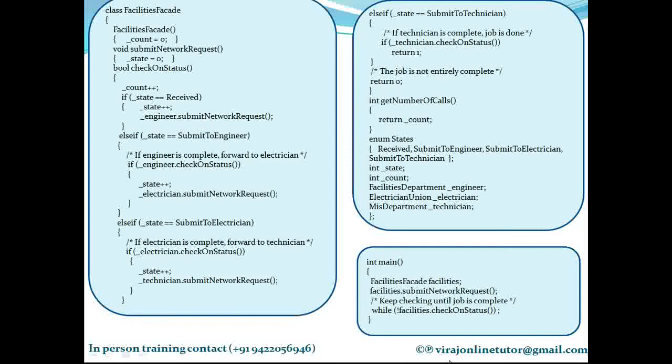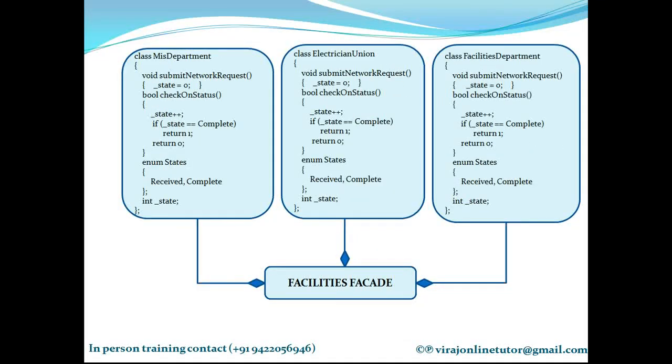So just to recap how Facade is making our life simpler. In this slide, if you just notice carefully, these are the 3 different subsystem classes: miscellaneous department, electrician, facilities. You can have many others, engineer, technician, whatever it may be. So each of these are different subsystem classes.